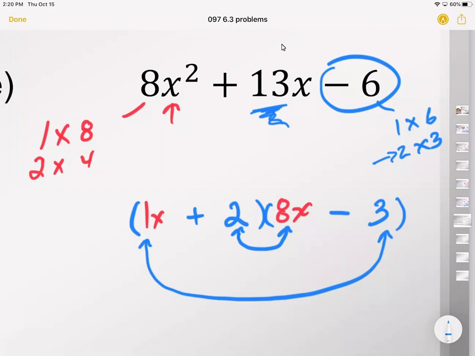And again, what do we do? Do you agree that 2 times 8 gives me 16, and 1 times negative 3 gives me negative 3? And do you agree that 16 minus negative 3 will give me positive 13? Voila, ladies and gentlemen, we got it, we found it.